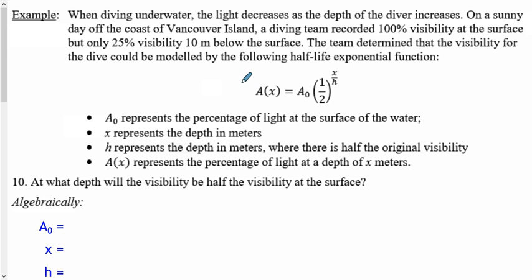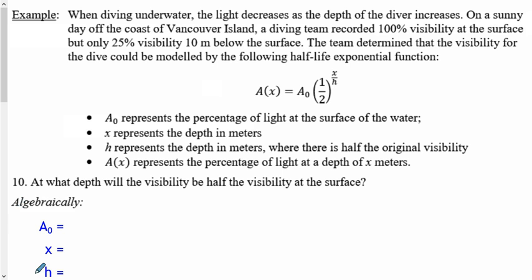This is a fairly typical half-life exponential function. It's called a half-life because our base here is a half, and we're looking at, in this case, a distance where the amount of light decreases by a half.